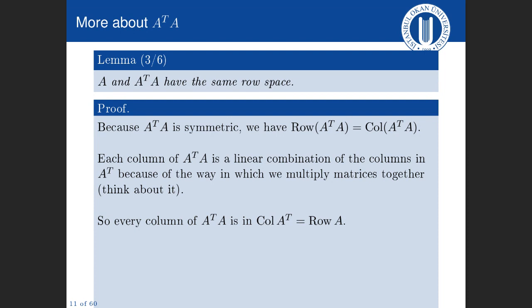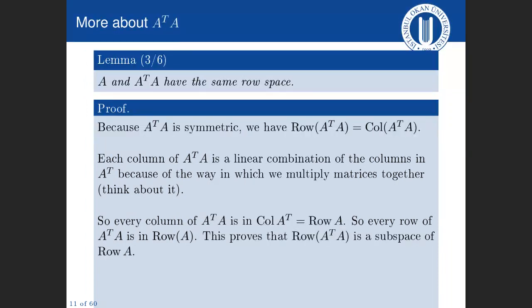And that's the same as the row space of A because of what transpose means. When we take the transpose of a matrix, we swap the columns with rows and rows with columns. So the column space of A transpose must be the same as the row space of A. But A transpose A is symmetric. So the columns of A transpose A are the same as the rows of A transpose A. So we can say that every row of A transpose A is in the row space of A. This proves that the row space of A transpose A is a subspace of the row space of A.